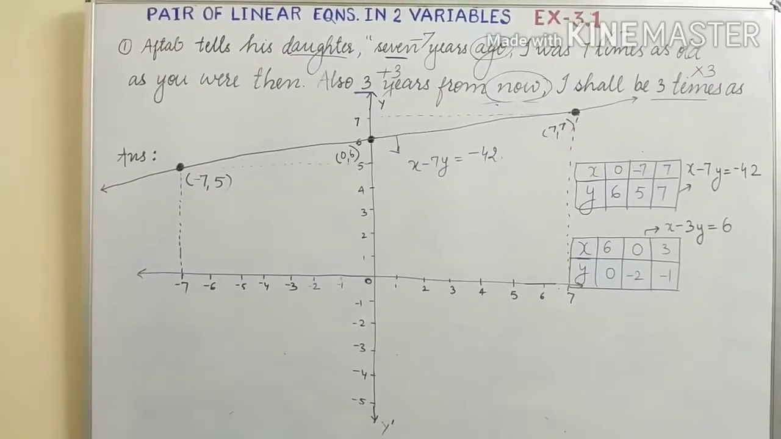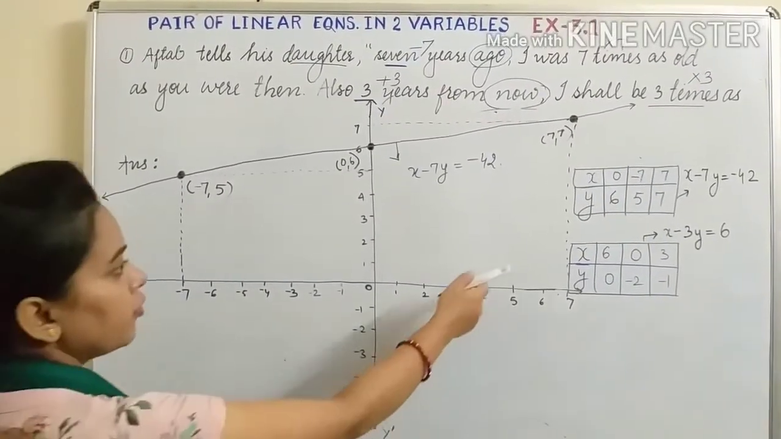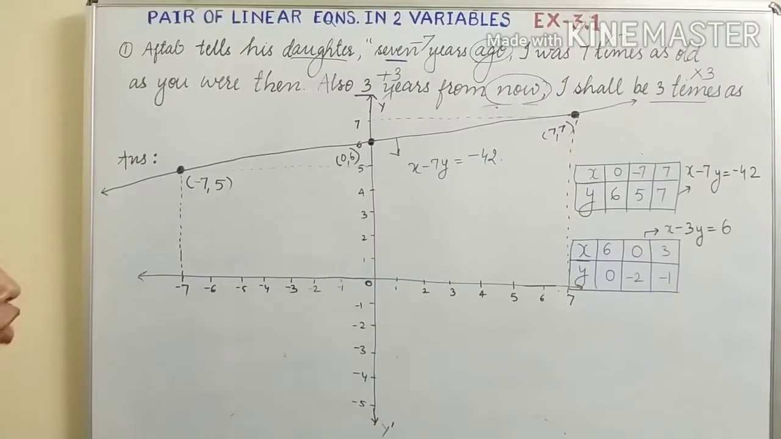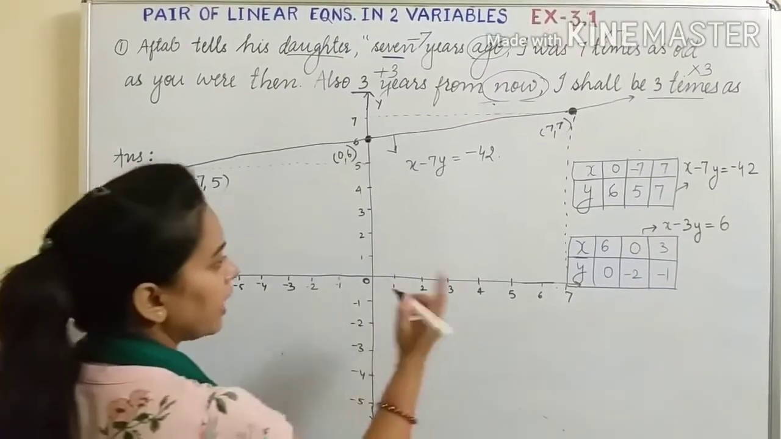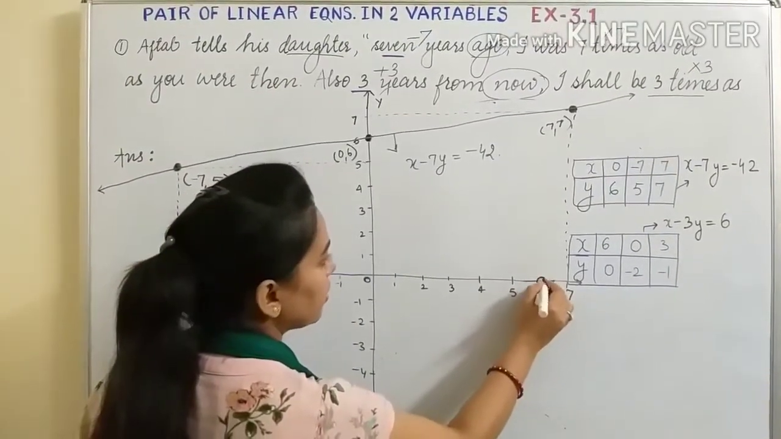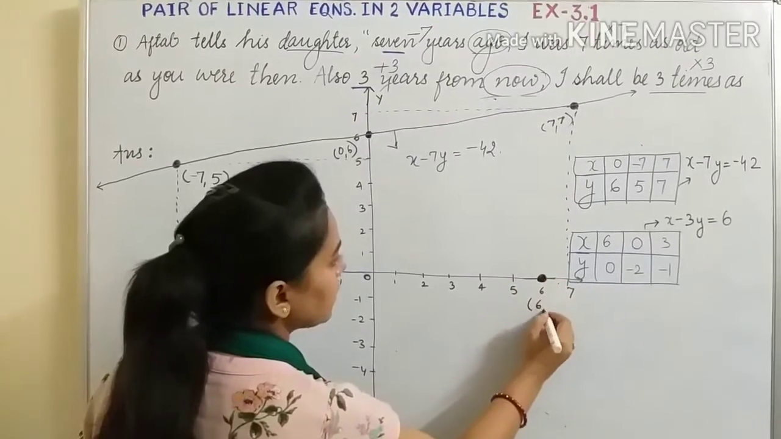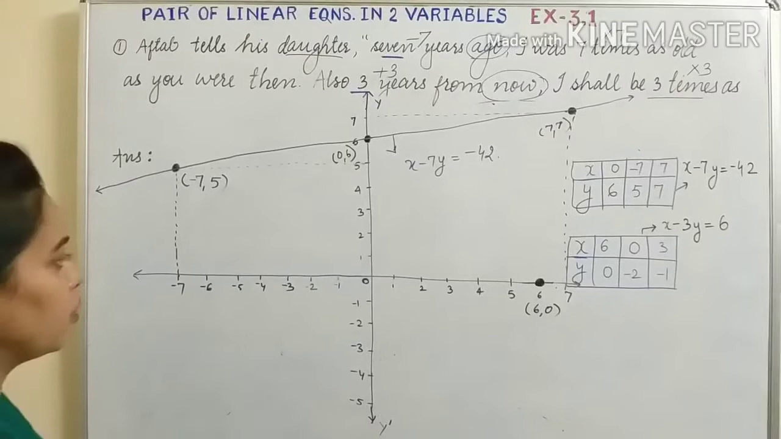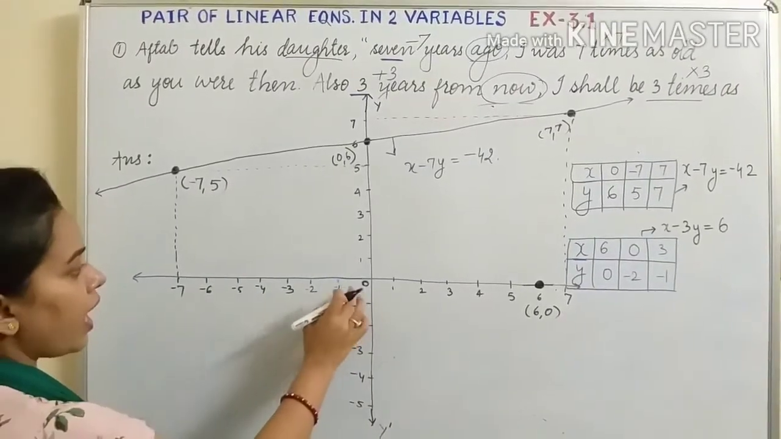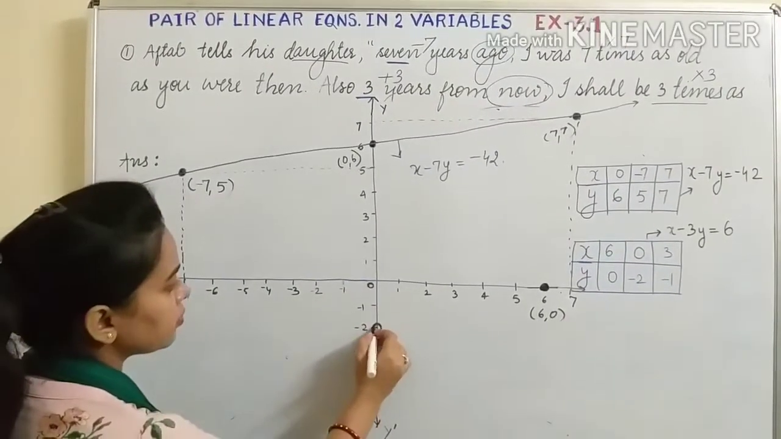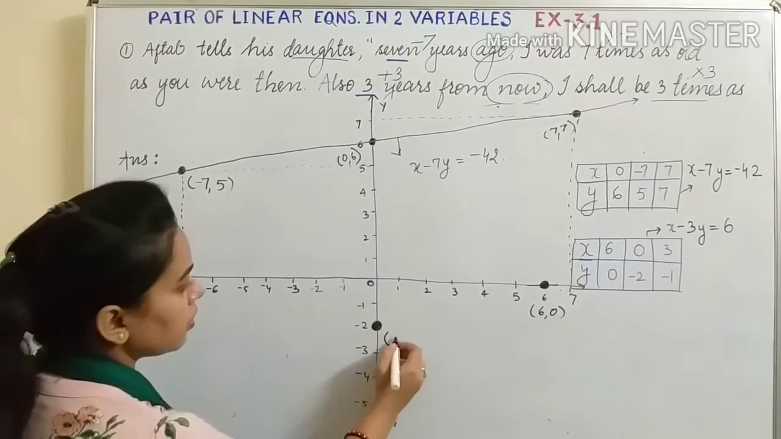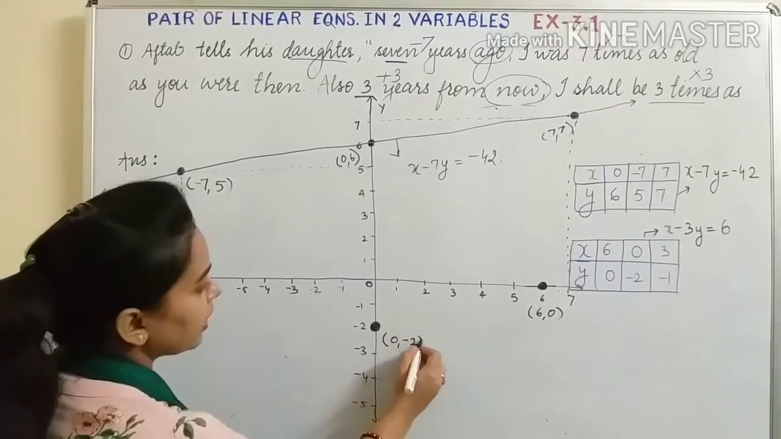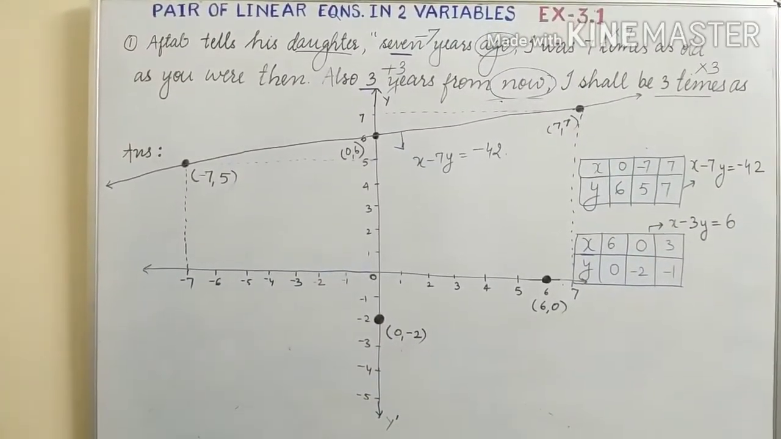Now plot for the second one. First coordinate of the second equation is 6, 0. y is 0 and x is 6. That means this point, 6, 0. Second coordinate is 0, minus 2. x is 0 and y is minus 2. That means this point. Always mention the coordinates along with the point.